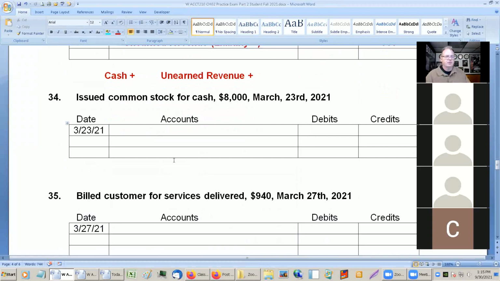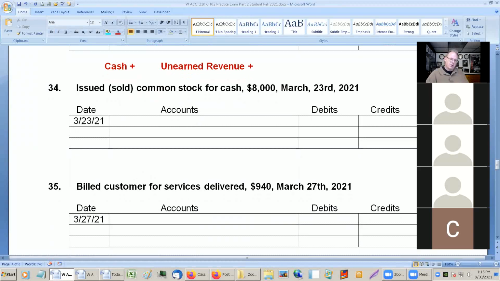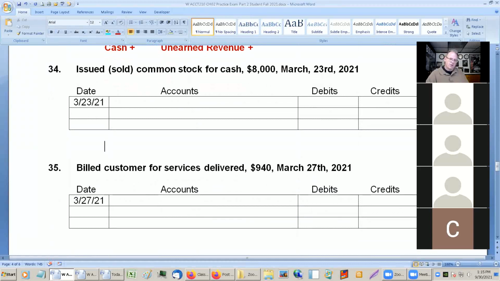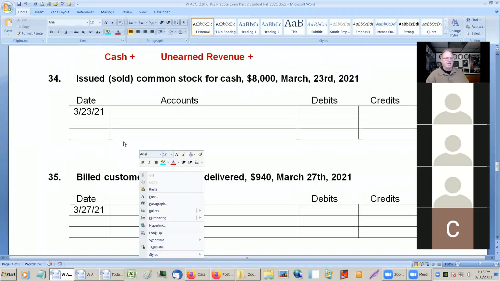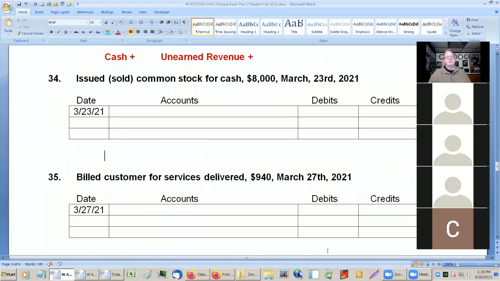Issued cash, we already did this one. Issued is the same thing as sold common stock. But again, this is not a revenue. So the accounts are... You guys are sleeping. Fine, I'll put it myself. All right, so our common stock is going up. Equity account. And our cash is going up.